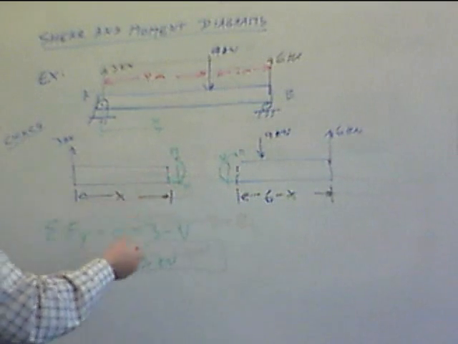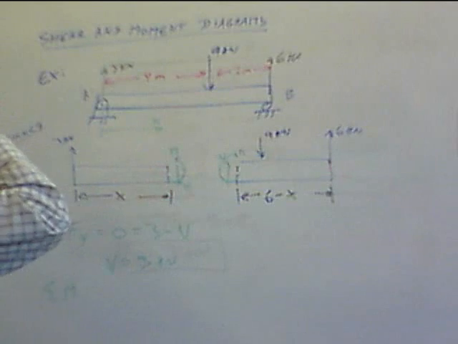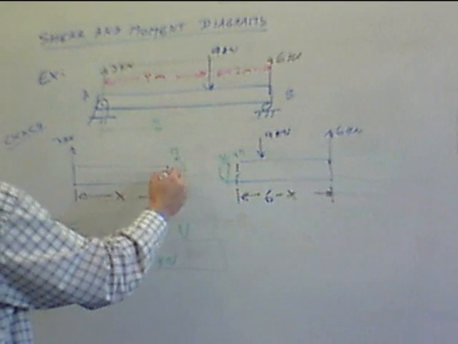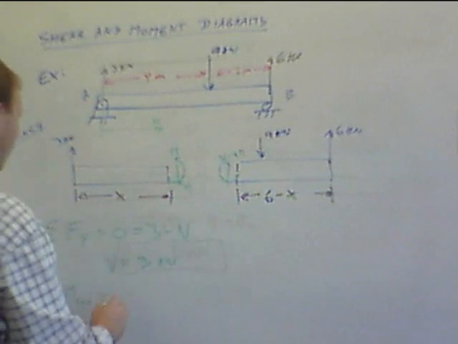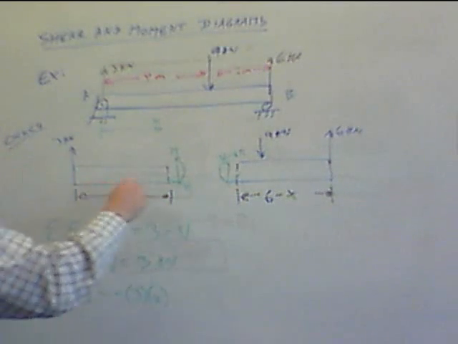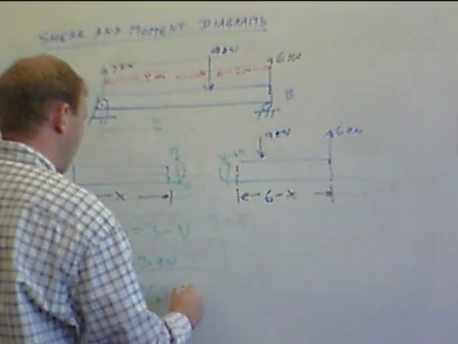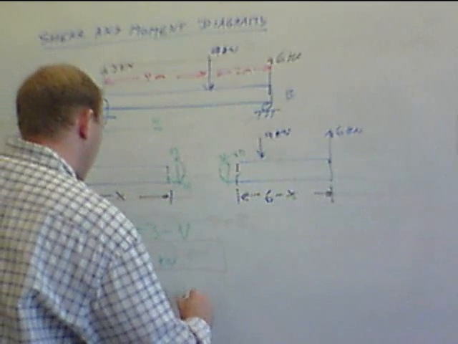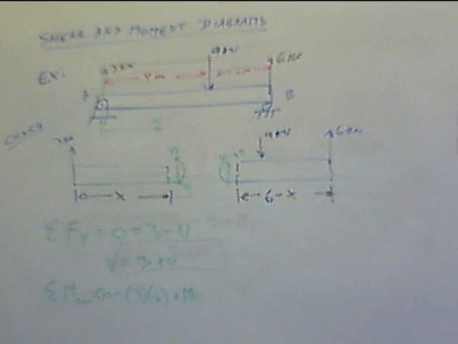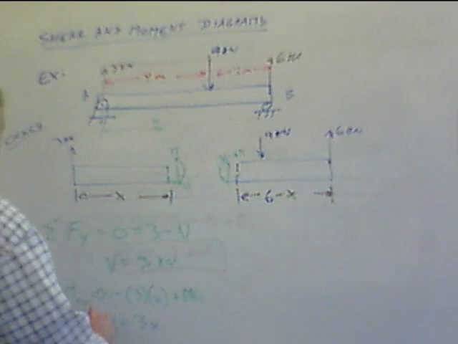Summation of moment, we'll do summation of moment about the end here. You can take summation of moment about this point. So about the cut, we'll do that. Summation of moment about the cut, we end up with, this is going to go clockwise, so minus 3 times x, and then we have plus M. No moment due to the shear there. This equals 0, which then equals negative 3x plus M. So M is going to equal 3 times x.